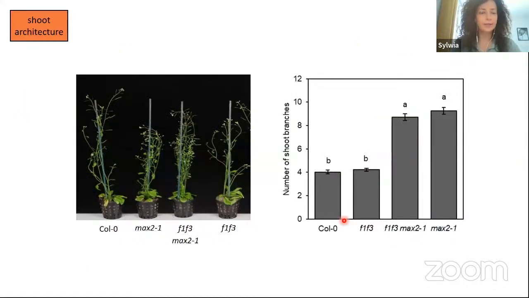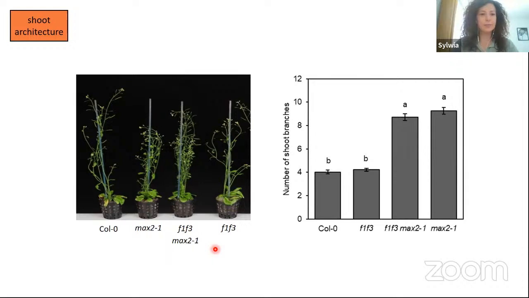For all the physiological assays, we tested the double mutant of FYPP1 and FYPP3, which is shortly called here F1, F3. The single mutants showed no phenotype, probably because of the redundancy of these genes. We also tested the cell4 mutant, but it also didn't show any phenotype. And now we are busy with generating multiple order mutants. So we tested the double mutant, but we also created a triple mutant between F1, F3, and MAX2 to see if the double mutant can somehow influence the phenotype of MAX2 itself.